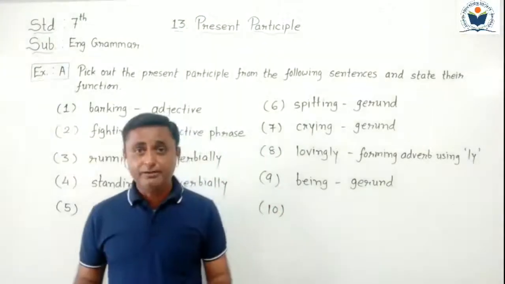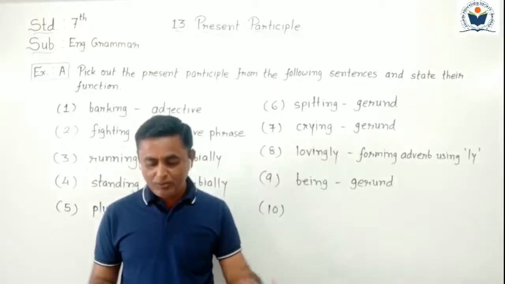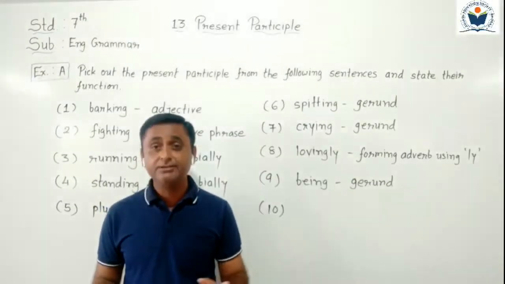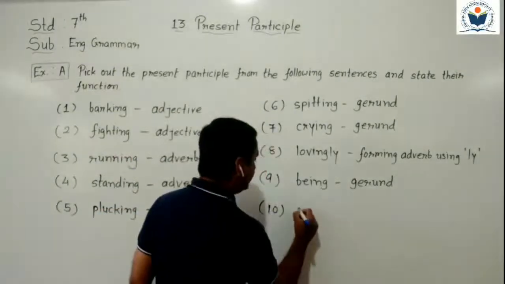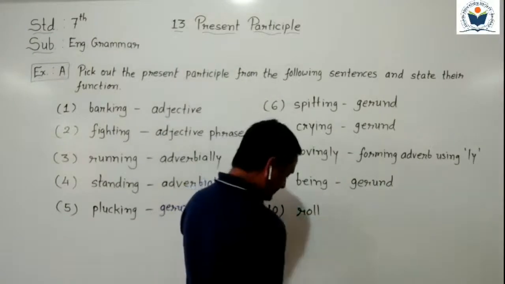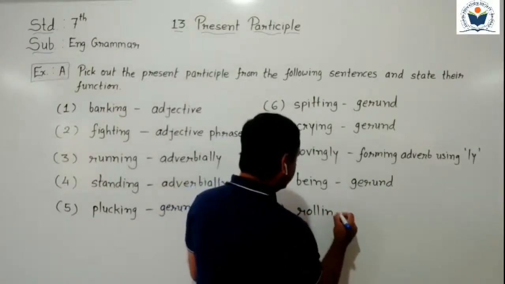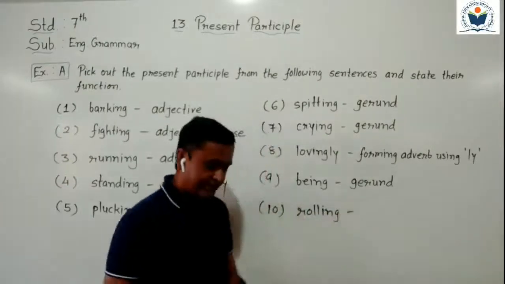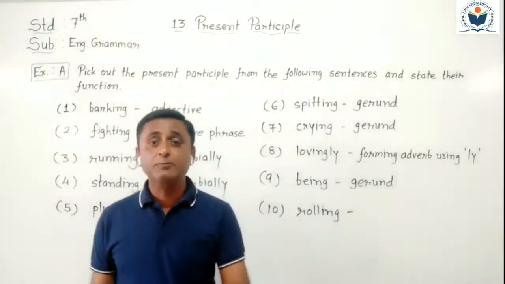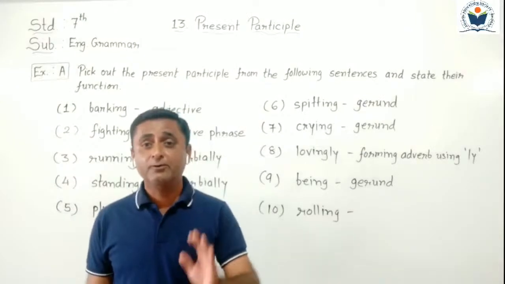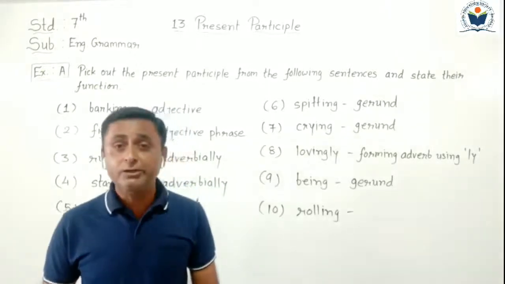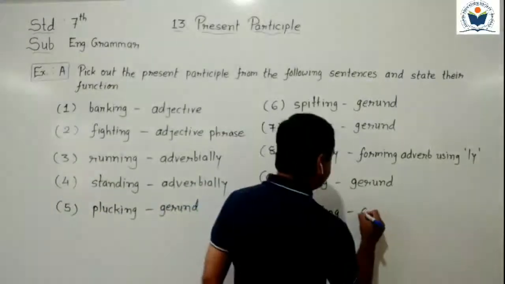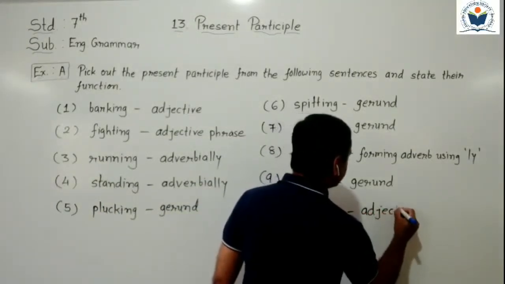A rolling stone gathers no moss. Here, we can say that rolling is used as a present participle form. Which function is done by rolling here? It is placed before stone. Stone is a noun here. Before a noun, it's a type of adjective. So it is used to modify the noun stone. So we can say that it is used as an adjective here. Adjective.